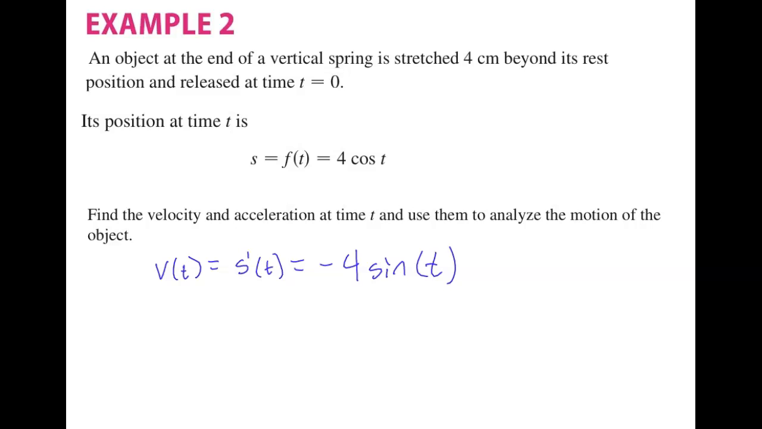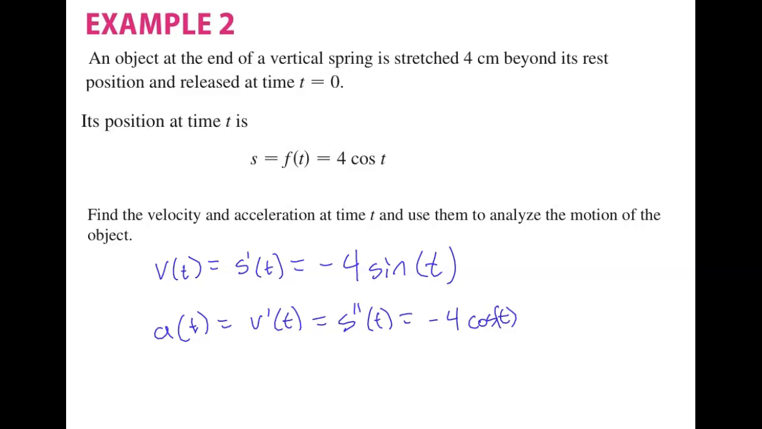And we also know that the derivative of velocity, which is the second derivative of position, is acceleration. We know from our first slide that the derivative of sine is just cosine. So this is going to give me negative 4 cosine t for the acceleration.